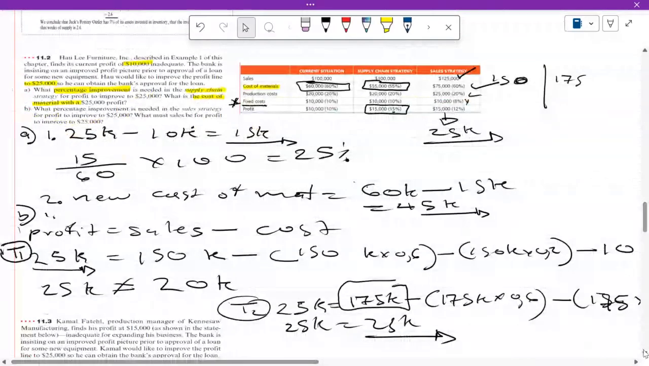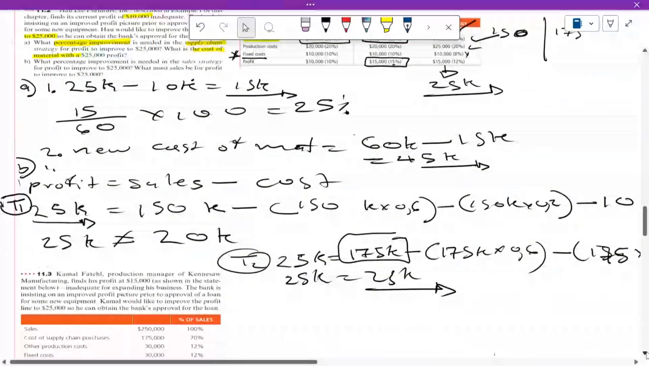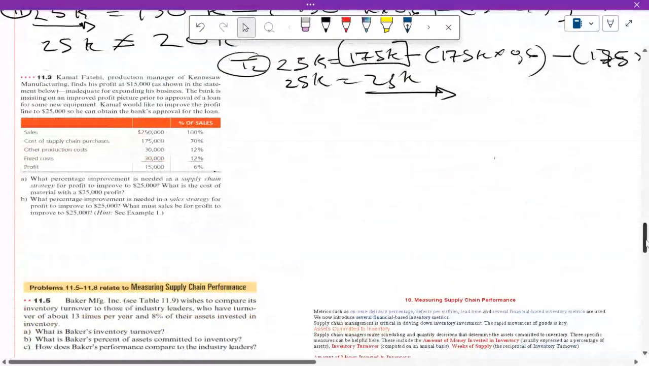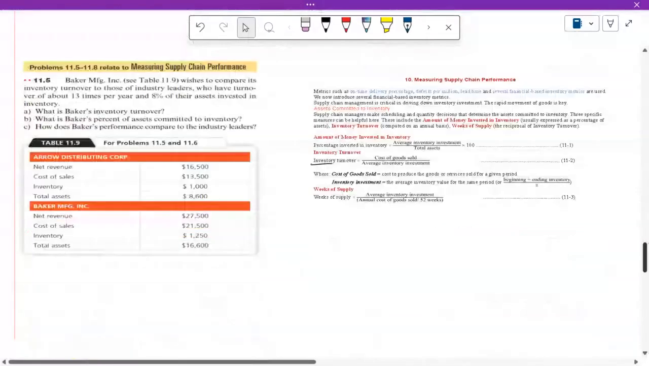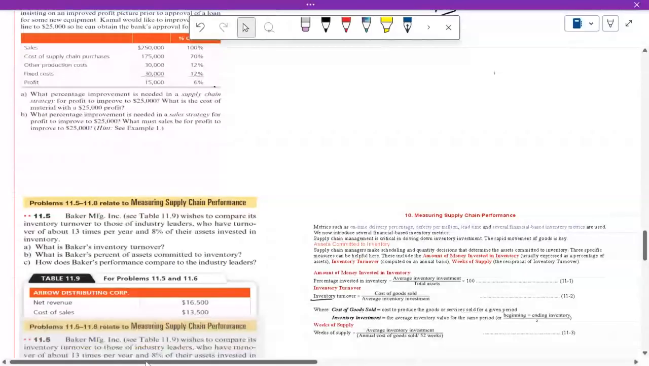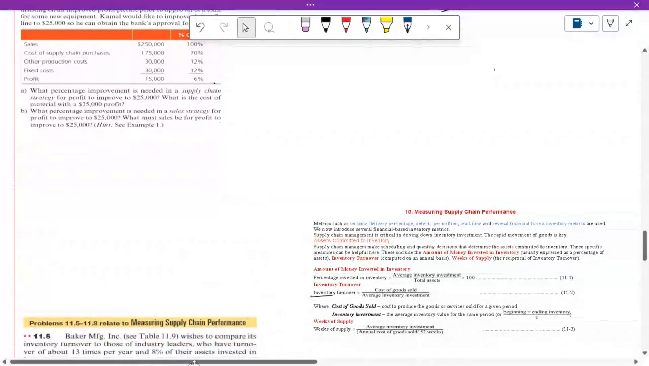Then on the next exercise, we have, okay, which is the last exercise for the day. The other ones will continue next week.